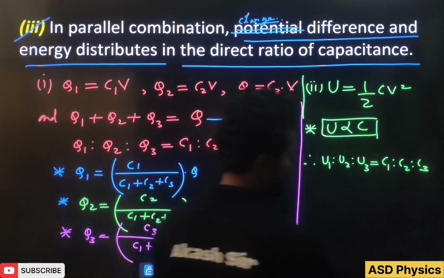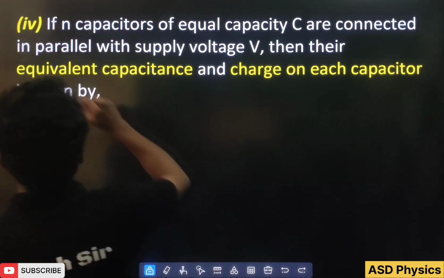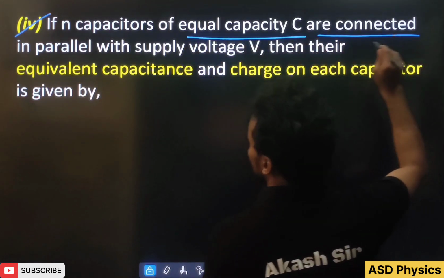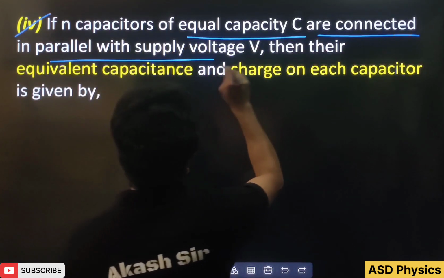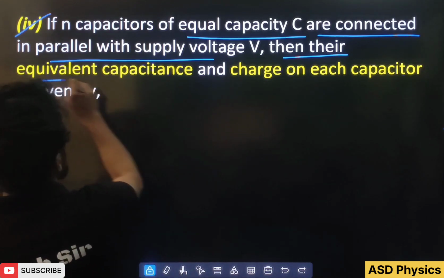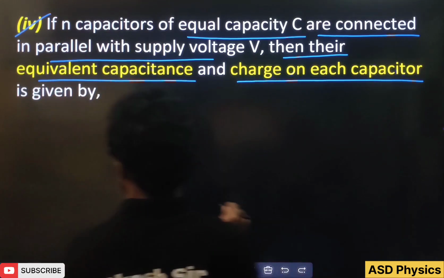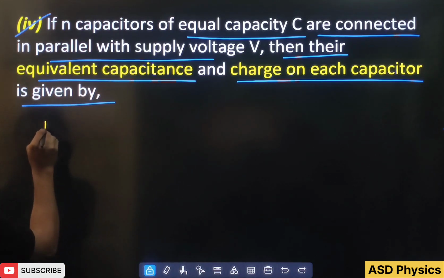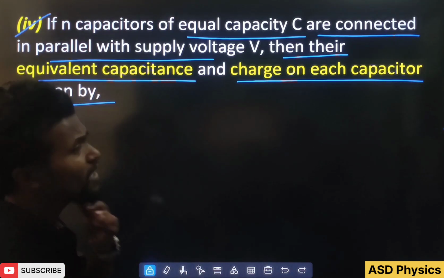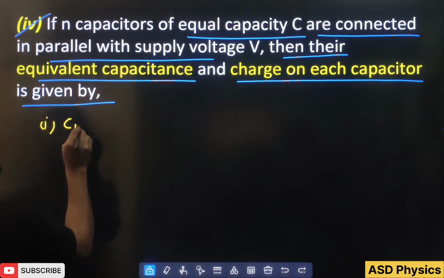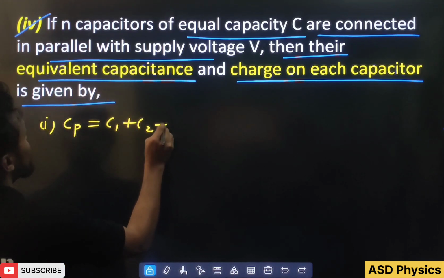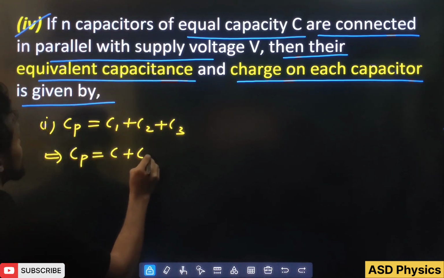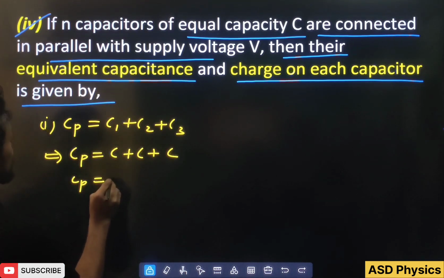Okay, great. Now students, see the next point, 4. If n capacitors of equal capacity are connected in parallel with supply voltage V, then their equivalent capacitance and the charge on each capacitor is given by. Which kind of capacitors are there? Identical capacitors. First, the equivalent capacitance. We know Cp equal to C1 plus C2 plus C3. If the capacitors are identical, C plus C plus C, so Cp equal to 3C.